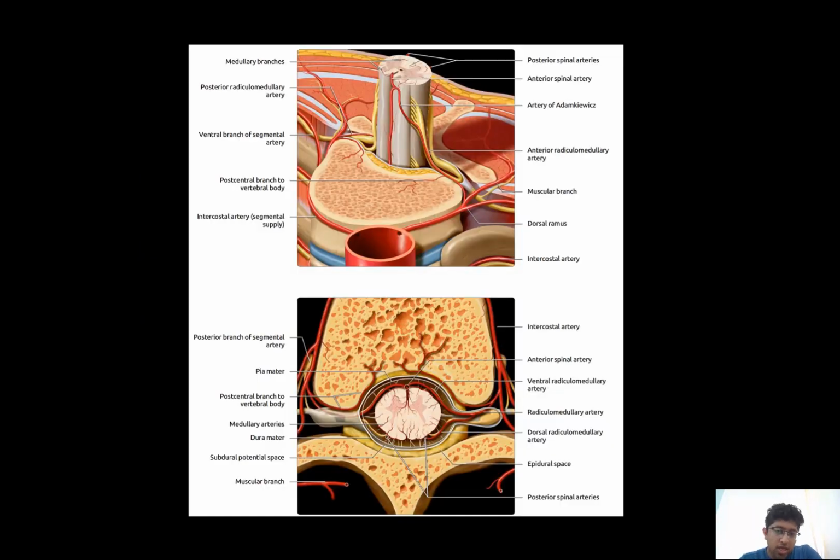So it's the same thing again. We are showing the anterior spinal artery, and there are two posterior spinal arteries which are getting collaterals from the vessels which are supplying the vertebral bodies, and these vessels which are coming from the descending thoracic aorta are called the artery of Adamkiewicz.